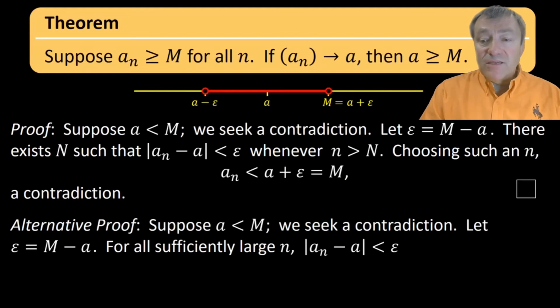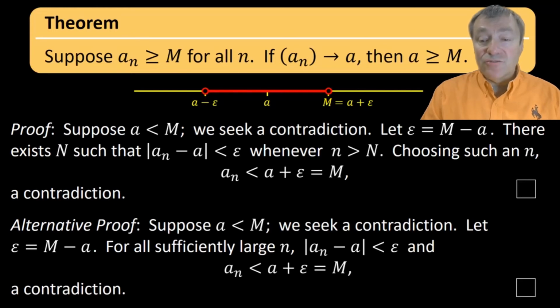But here's a slightly different wording of the same thing. It's acceptable and slightly shorter. Instead of introducing a new letter, capital N, all we really need to say is that for all sufficiently large little n, the terms of our sequence are all within epsilon of the limiting value of a, which gives the terms of the sequence to be less than m, and that's our contradiction.